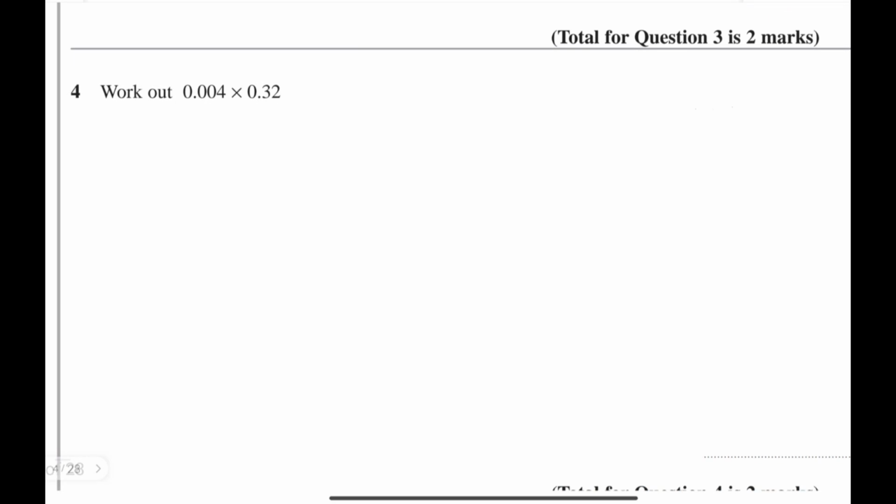Question 4. Work out 0.004 times 0.32. An easy way for us to solve this is to first figure out what 4 times 32 is. Or we convert both numbers to fractions. So 0.004 is the same as 4 over 1 with 3 zeros, times 32 over, there are 2 digits after the decimal point, so that will be 100. I hope that makes sense.